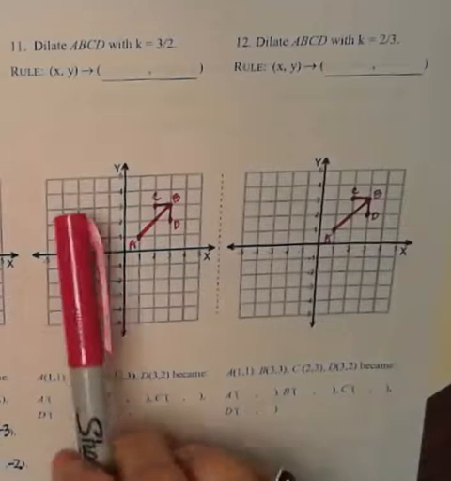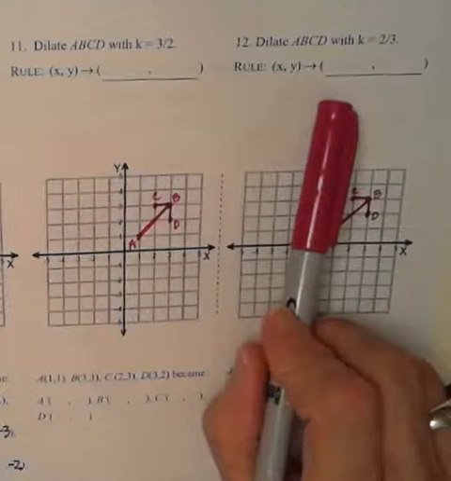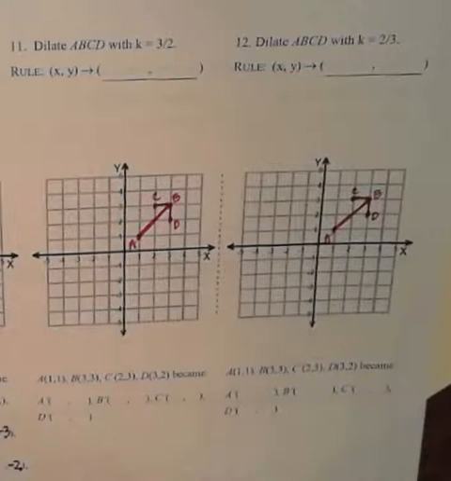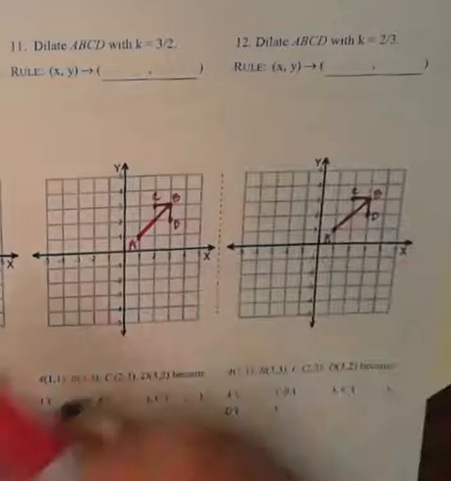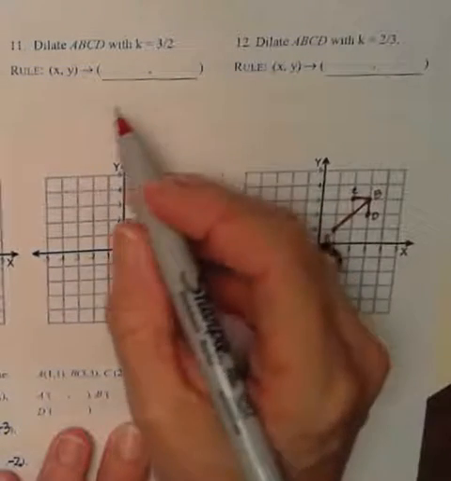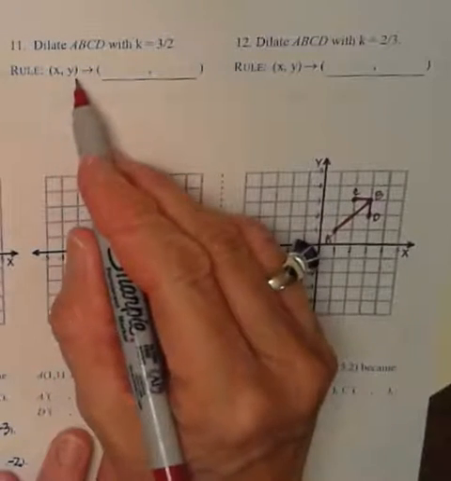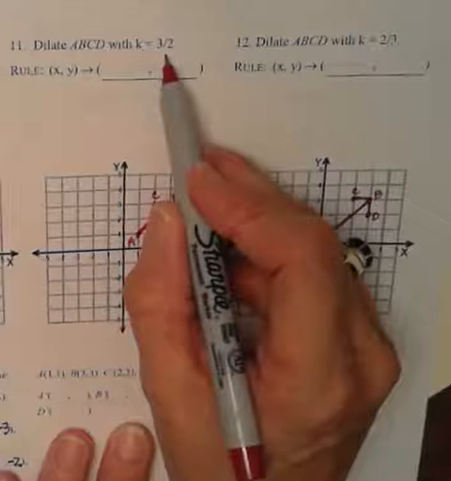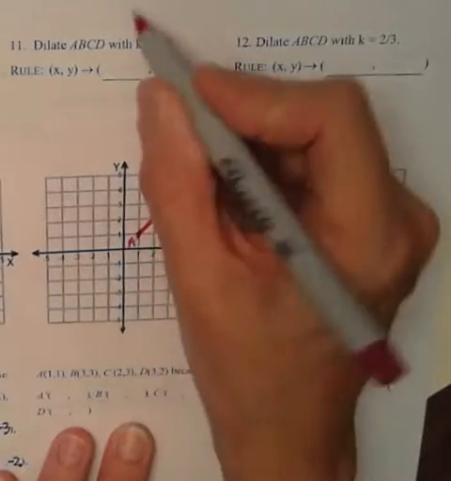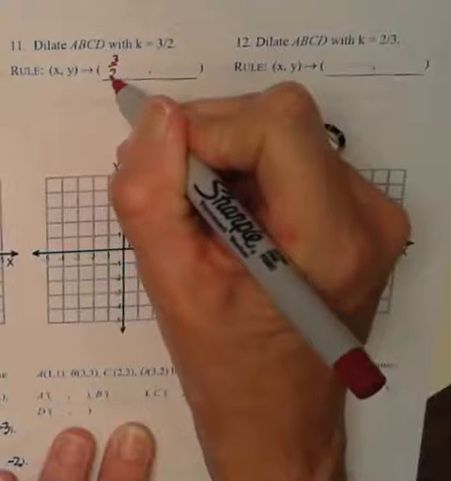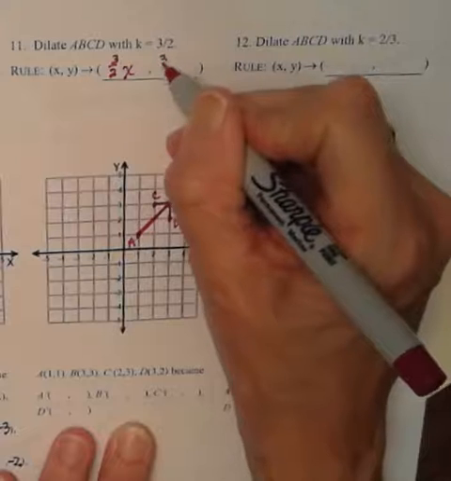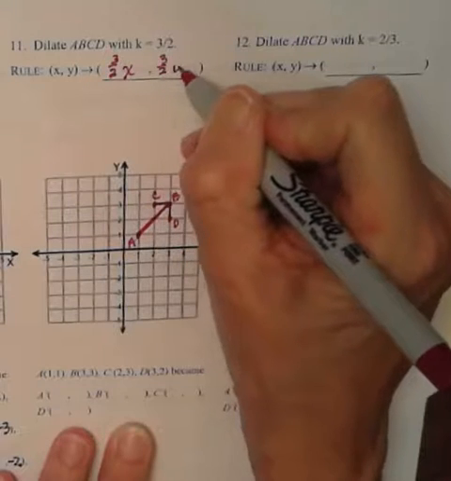Okay, so now we're going to finish with dilations. And dilation means one of two things. It means you're either getting proportionally larger or proportionally smaller. And the rule for dilations is going to be (x, y) goes to, and then you just multiply whatever k is times x and times y, since we're doing uniform dilations. So I'm going to write 3/2 times x, comma, 3/2 y.